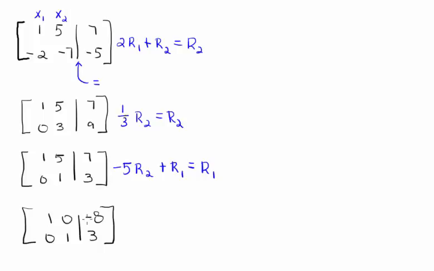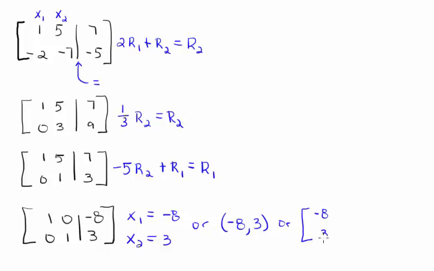Finally, we could rewrite this as a solution. If you read this left to right, it would be x1 equals -8. Down here we have x2 equals 3. Now you could also write this as an ordered pair, (-8, 3), or in matrix notation as a 2 by 1 matrix, -8, 3.